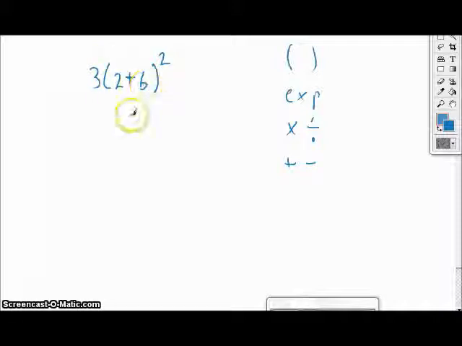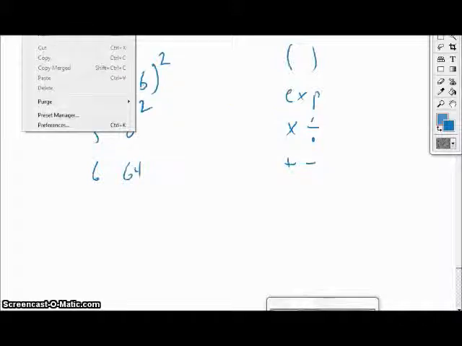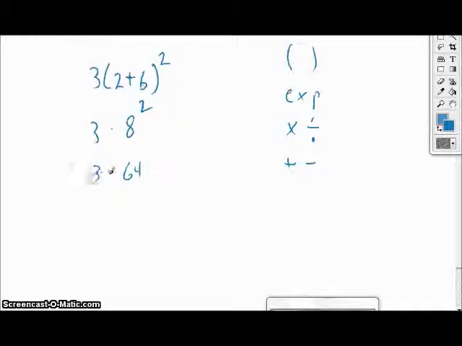2 plus 6 is 8. I do what's inside parentheses first. So 2 plus 6 is 8, and I have 8 squared here. Now I've got to remember I need to do exponents before I multiply. So 8 squared is 64. Now I have 64 times 3, or 3 times 64.